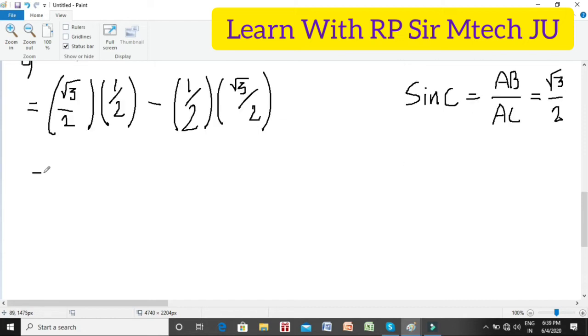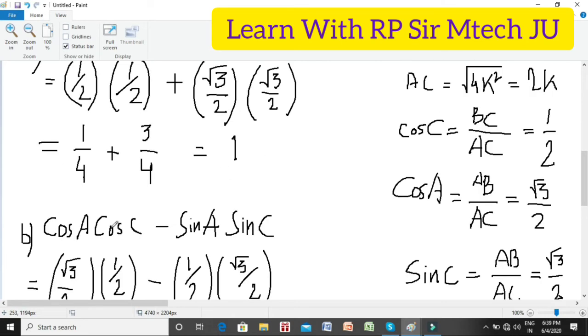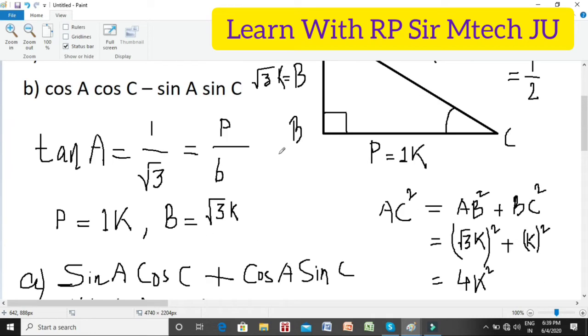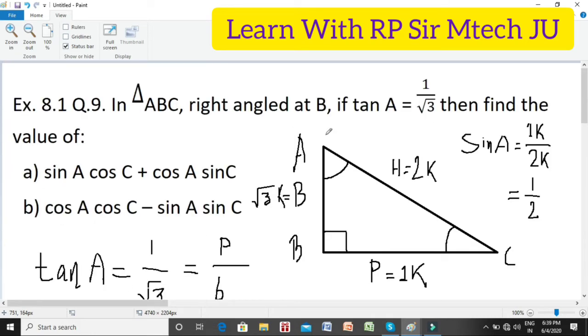So now we need to just open the brackets and get the value. So it will be root 3 by 4 minus again root 3 by 4. So the result comes as 0. So the first one had the answer of 1 and the second one had the answer of 0. So that is the end of this particular question. So I hope this is very much clear.